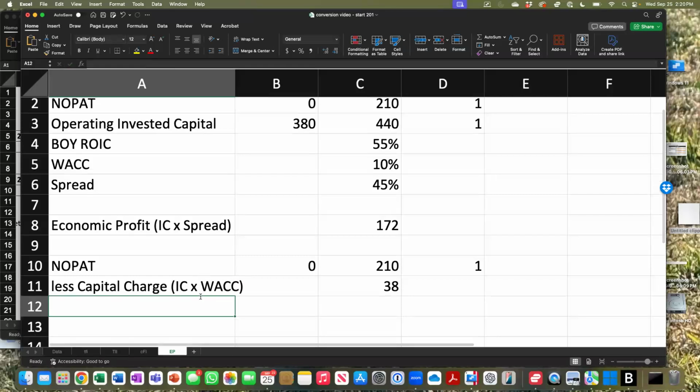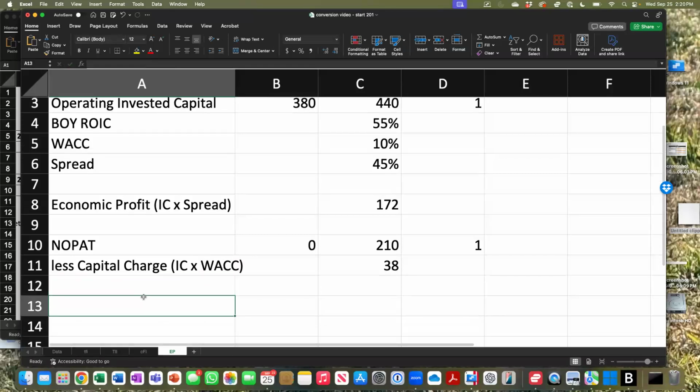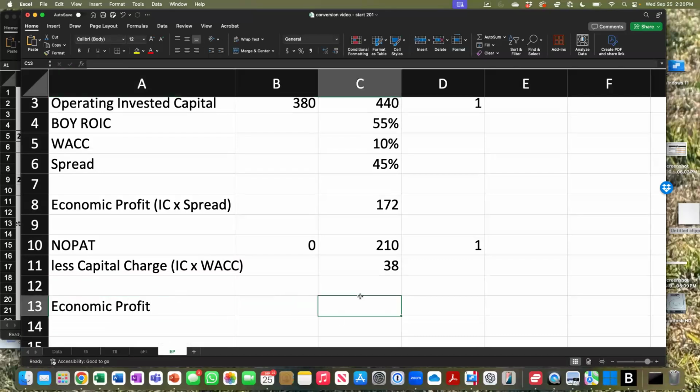And so my economic profit would be the 210 million of profit I made minus the 38 I need to break even, 172. That's the balance.